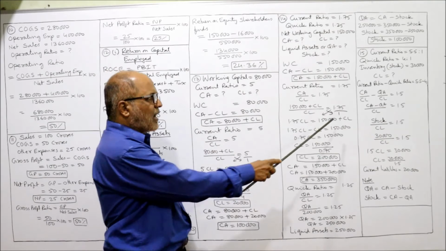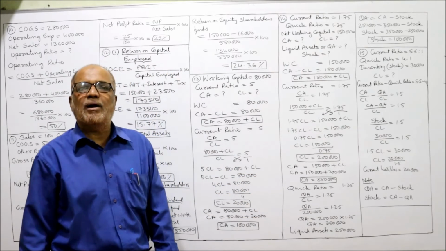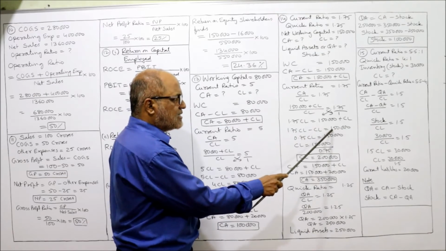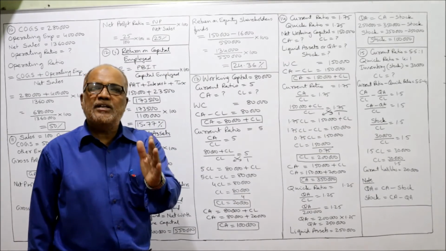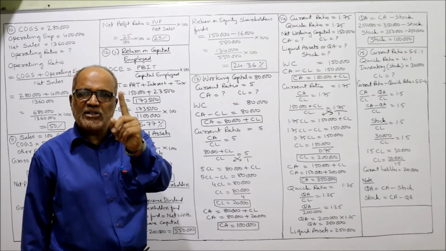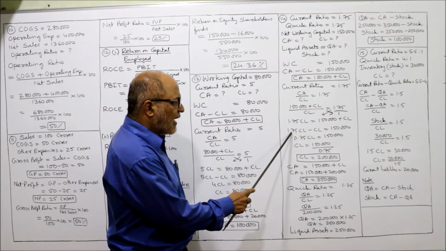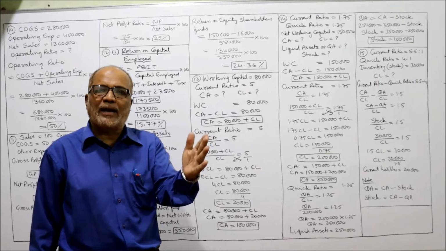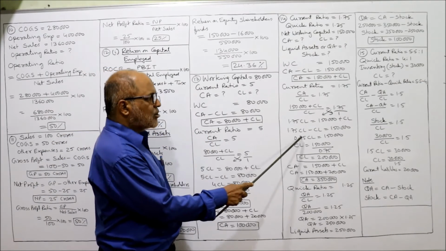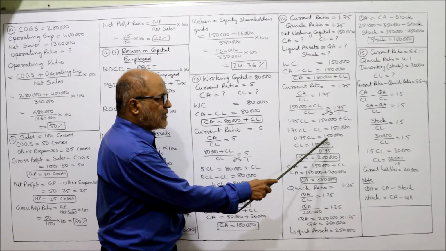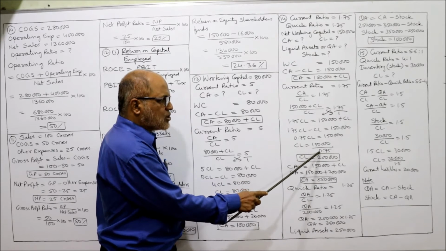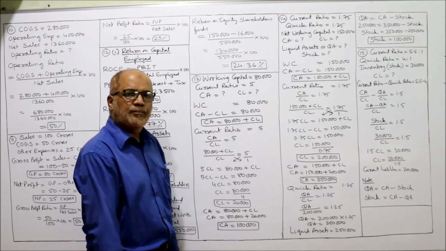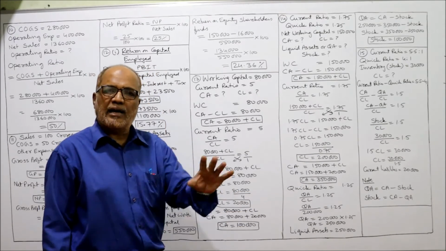Now bring CL from RHS to LHS. Plus CL will become minus. So 1.75 CL minus CL is equal to 1,50,000. CL means 1 CL. So 1.75 minus 1 is 0.75. So 0.75 CL is equal to 1,50,000. CL is equal to 1,50,000 by 0.75, which is 2 lakh. So current liability we got 2 lakh. One answer we got.